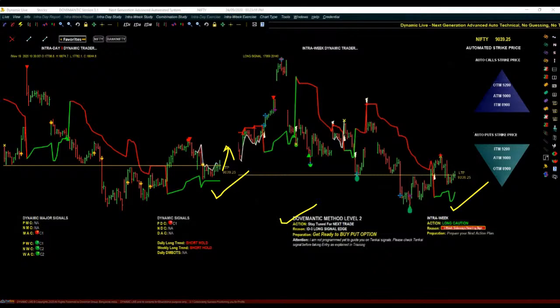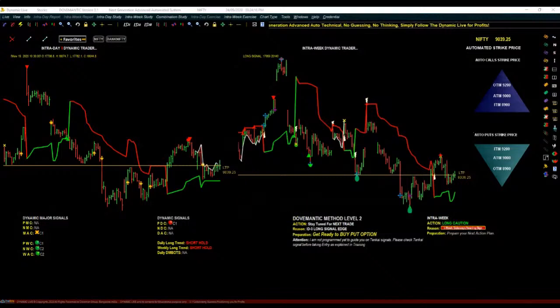And the biggest benefit is that the dynamic system gives you signals and information one day in advance. So you can keep everything checked one day in advance, so that in the live market you don't have to keep on checking things straight away. You can take a decision in a fraction of seconds and go ahead and do the trade.